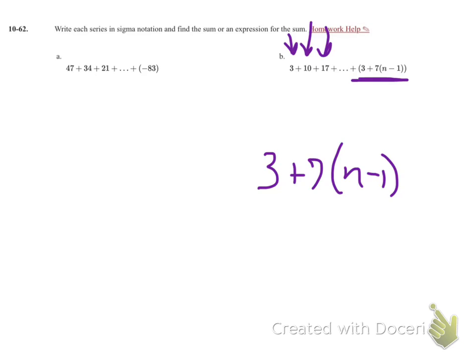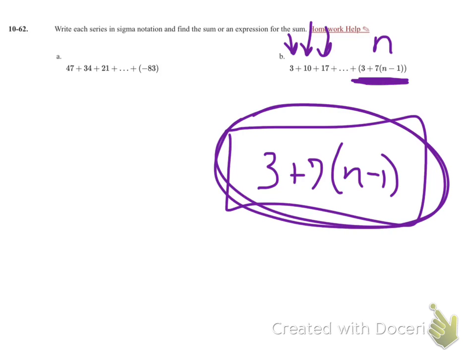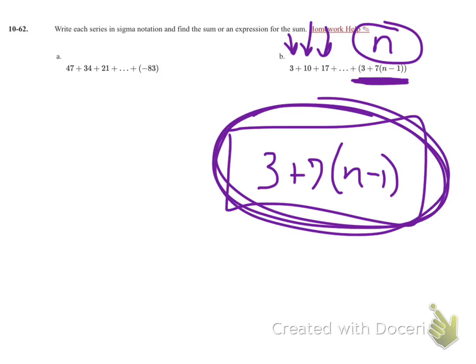Now this on the end tends to confuse students. Notice that's the same thing as this. So when I substitute in n, I get this, which means this has n terms. It does not have 3 plus 7 times n minus 1 terms. It has n terms. This is just the way of generating those terms.